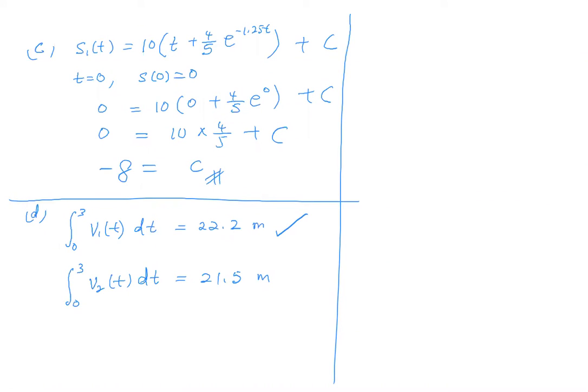So after 3 seconds, Tyson has traveled 22.2 meters, but Maurice only traveled 21.5 meters. So therefore, Tyson wins the race after 3 seconds.